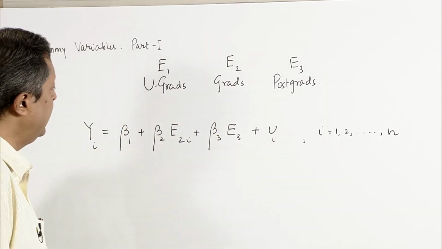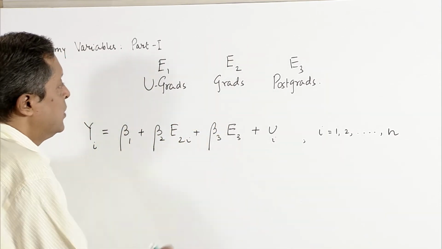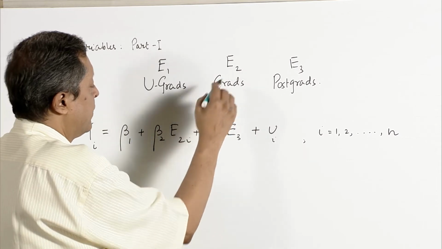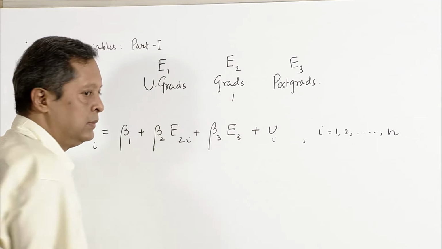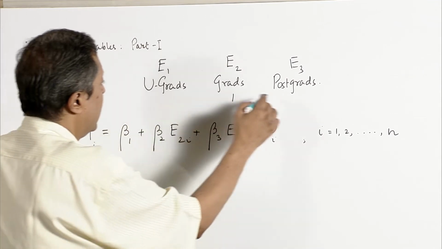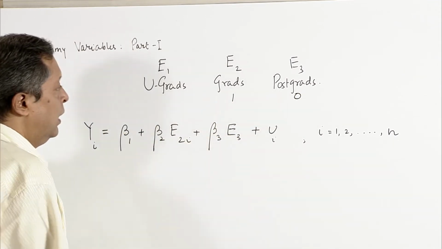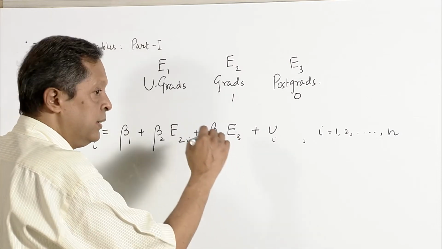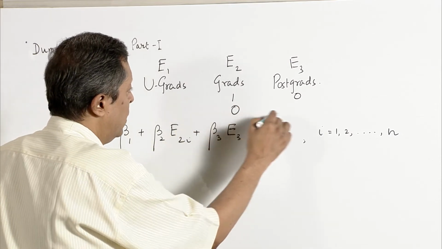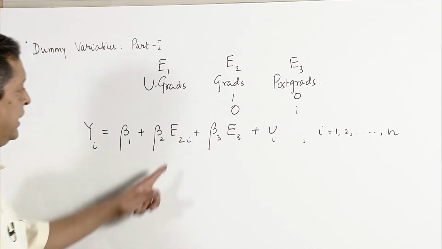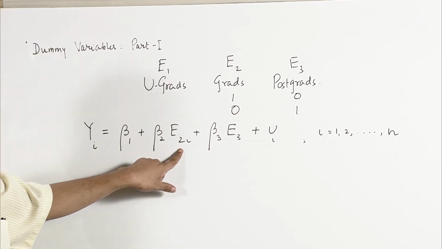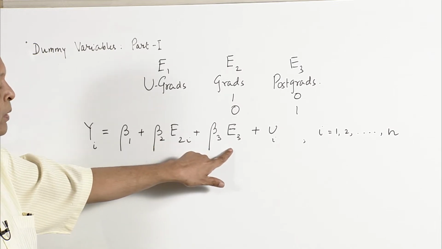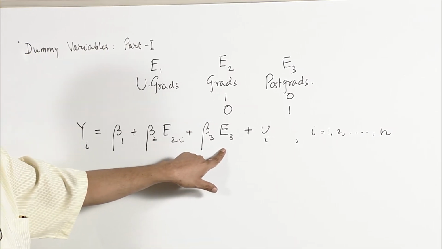So, what is the meaning of this model? When the person is a graduate, but not a postgraduate, we say 1, and so the other is therefore 0. And when the person is a postgraduate, that is beyond a graduate, we put 0 and 1. So, E2 will be 1 for people who are only graduates, and E3 will be 1 for persons who are postgraduates.